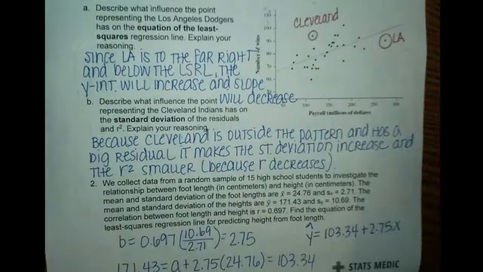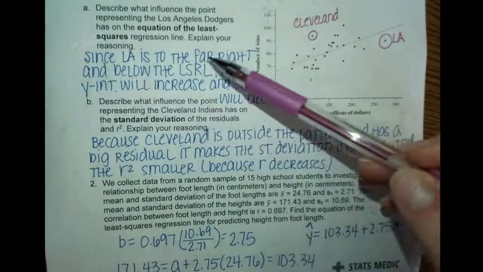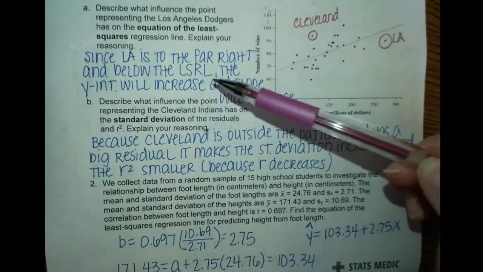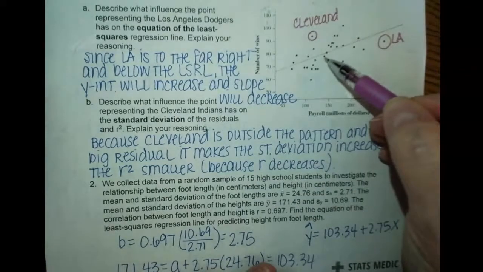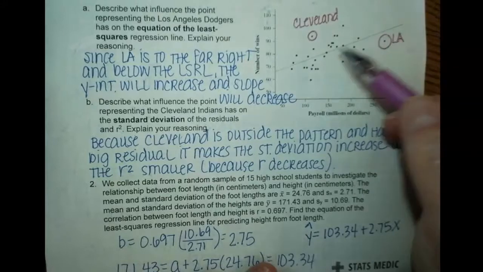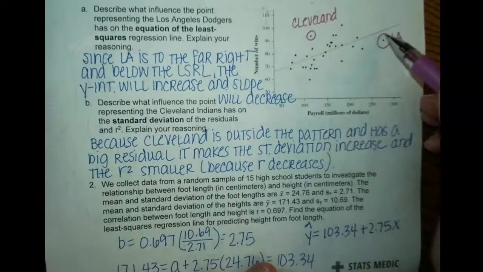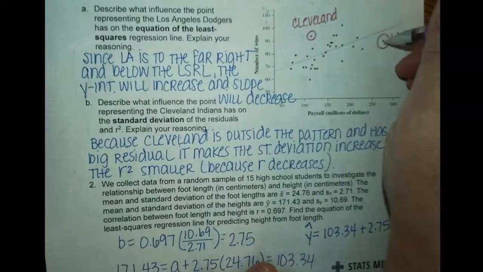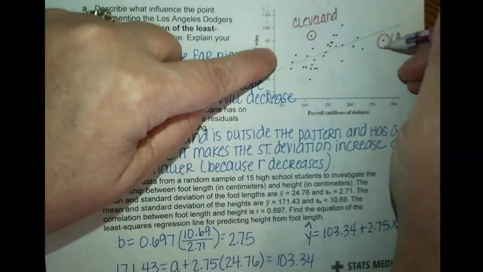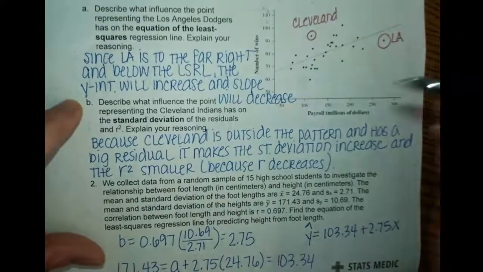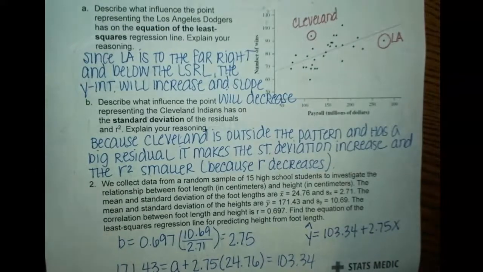Take a look. So what influence does the Los Angeles Dodgers have on the regression line? And you have to explain your reasoning. Since LA is to the far right and below the least squares regression line, the Y-intercept, because we have a balance point here, will increase because the slope decreases. This is going to pull this line down, and when the right side gets pulled down, the left side shifts up. So your Y-intercept increased and your slope decreased.